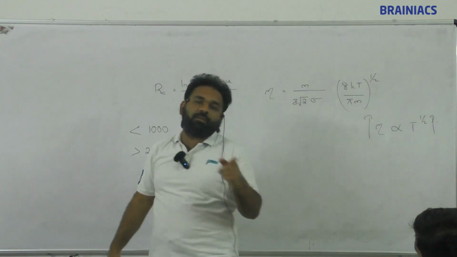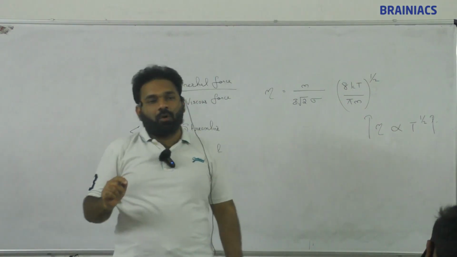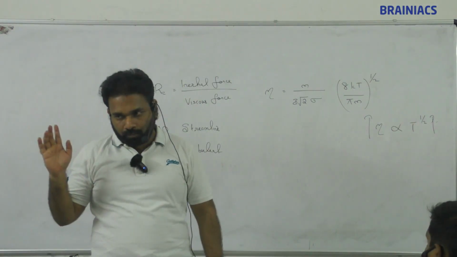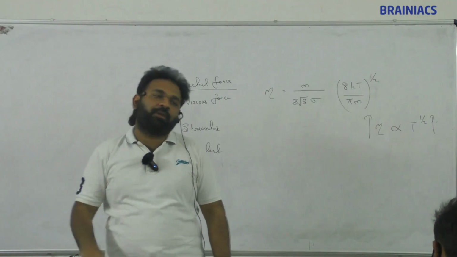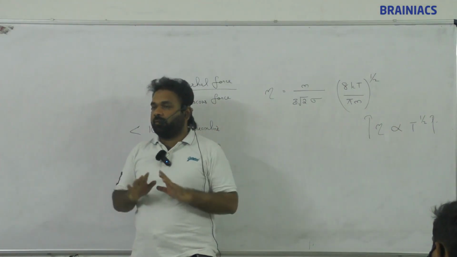Done. How much time is required for emptying the tank? Capital A by small a into root of 2h by g. Done. Over. That's about dynamics. Everything is covered, no?